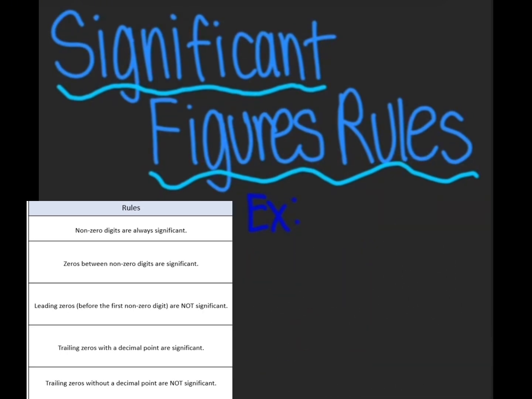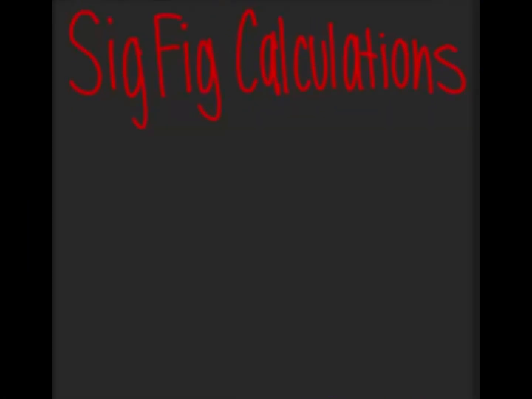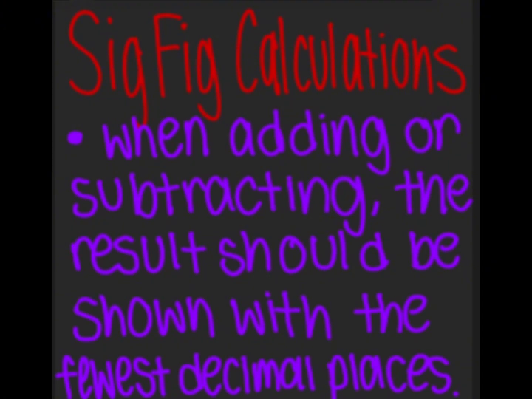But a number like 0.050 has 2 sig figs because the leading zero isn't significant, but the 5 and the trailing zero after the decimal are measured. Now, if we wanted to add, subtract, multiply, or divide significant figures, we would need to follow 2 main rules. The first rule is, when adding or subtracting, the result should be shown with the same number of decimal places as the measurement with the fewest decimal places.